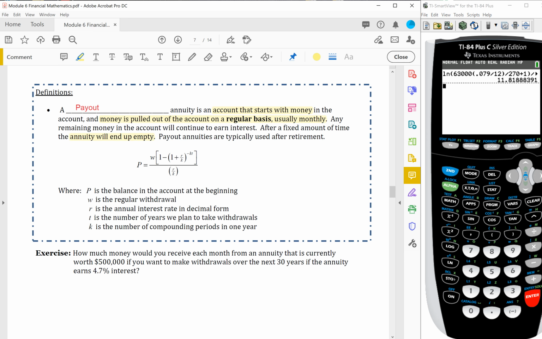So a payout annuity is typically the type of annuity that you'll use when you're already in retirement. During your working phase of your life, you save money using a savings annuity. Once you decide to stop working, you're going to start withdrawing money from your annuity. And this is going to be that payout annuity, where you take money out on a regular basis to live on, usually monthly, and eventually the account will end up with $0.